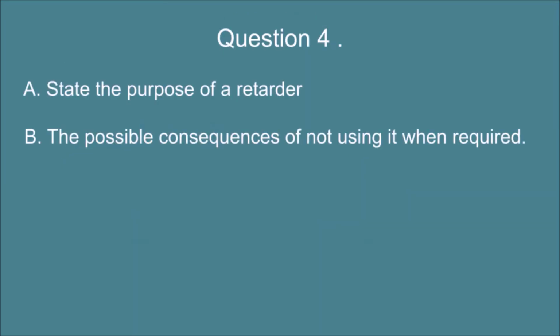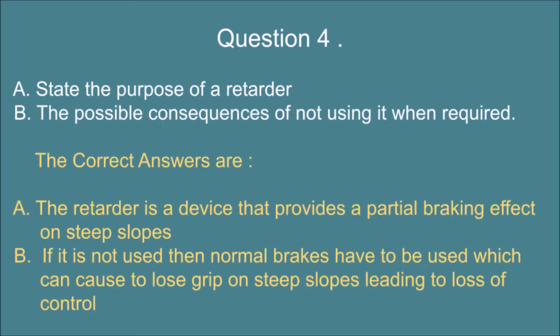Question 4. A. State the purpose of a retarder. B. The possible consequences of not using it when required. The correct answers are A. The retarder is a device that provides a partial braking effect on steep slopes. B. If it is not used, then normal brakes have to be used, which can cause the truck to lose grip on steep slopes, leading to loss of control.